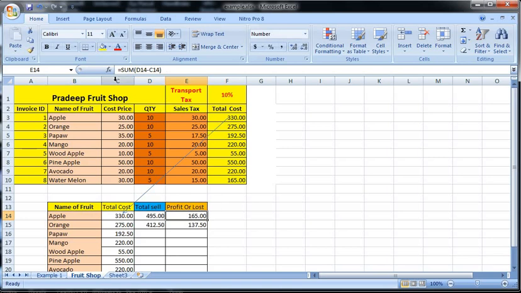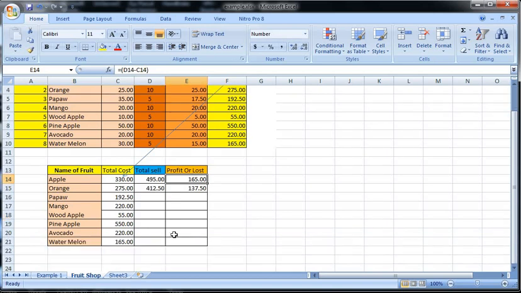So you should know I used a function here. You can use a formula if you want. Let's just delete this and make a formula. D14, that means 495 subtract 330. I get a profit of 165 rupees.